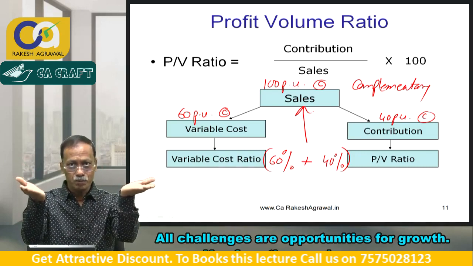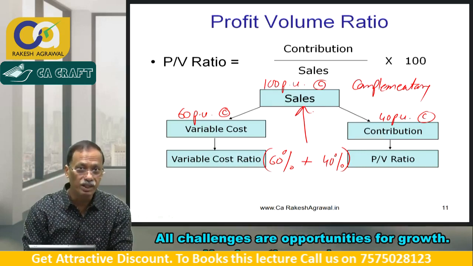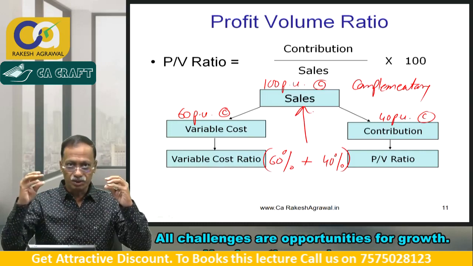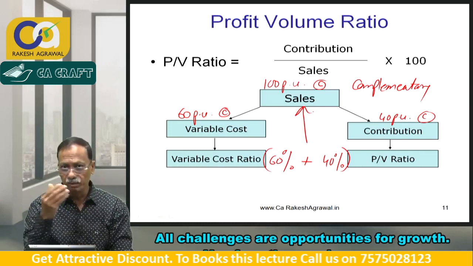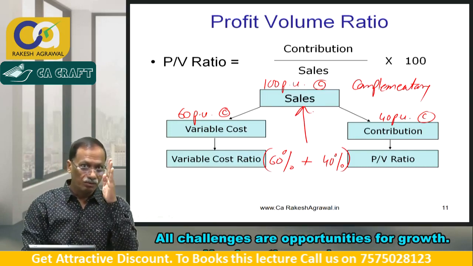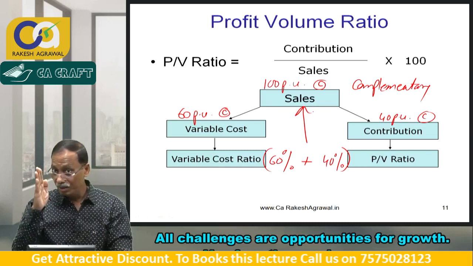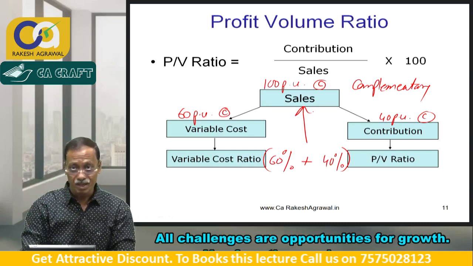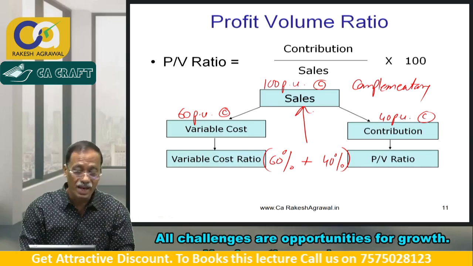Are you getting it? That is what is called that these two ratios are complementary to each other. Variable cost ratio and PV ratio together will always be 100%. And if one ratio is available, the second can be calculated orally. So if variable cost ratio is 80%, PV ratio will be 20%. If PV ratio is 10%, variable cost ratio will be 90%.